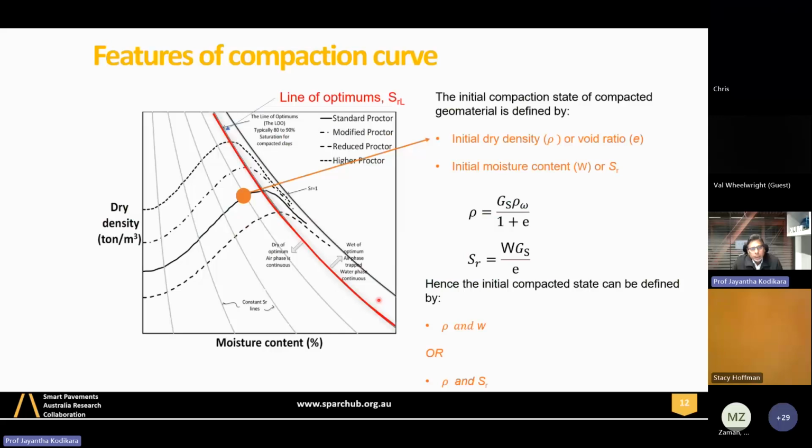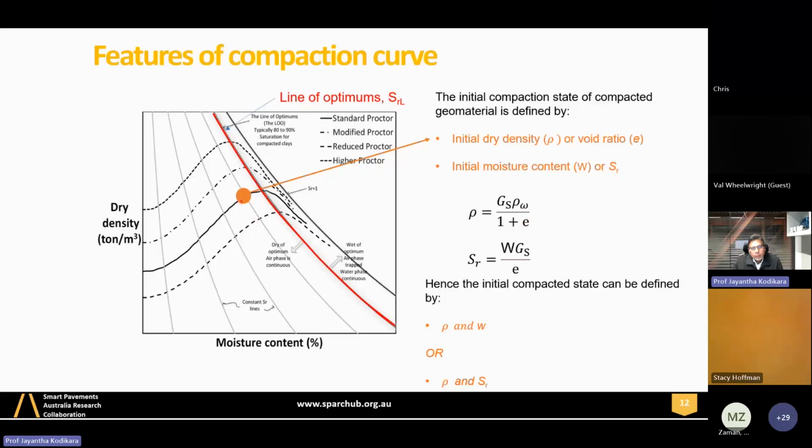So I am looking here at the traditional compaction plane, or compaction curves. What you have is moisture content on the x-axis and dry density on the y-axis. Remember, dry density is related to the void ratio directly. Dry density is G_s rho_w over 1 plus e, where specific gravity and water density are constants for a material, and e is the void ratio. So dry density is inversely proportional to the void ratio. When we designate dry density, we are designating void ratio.